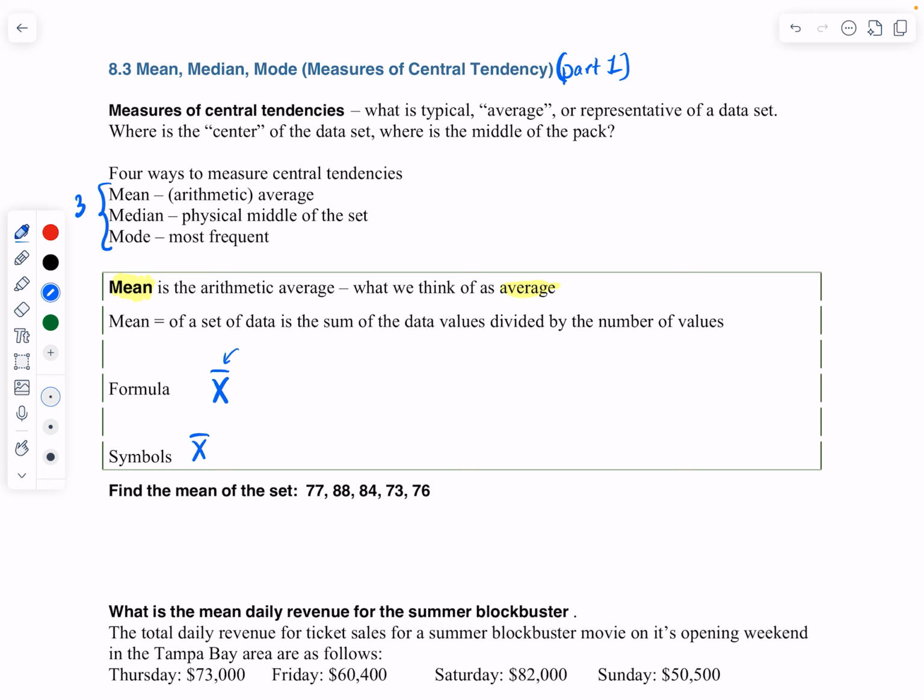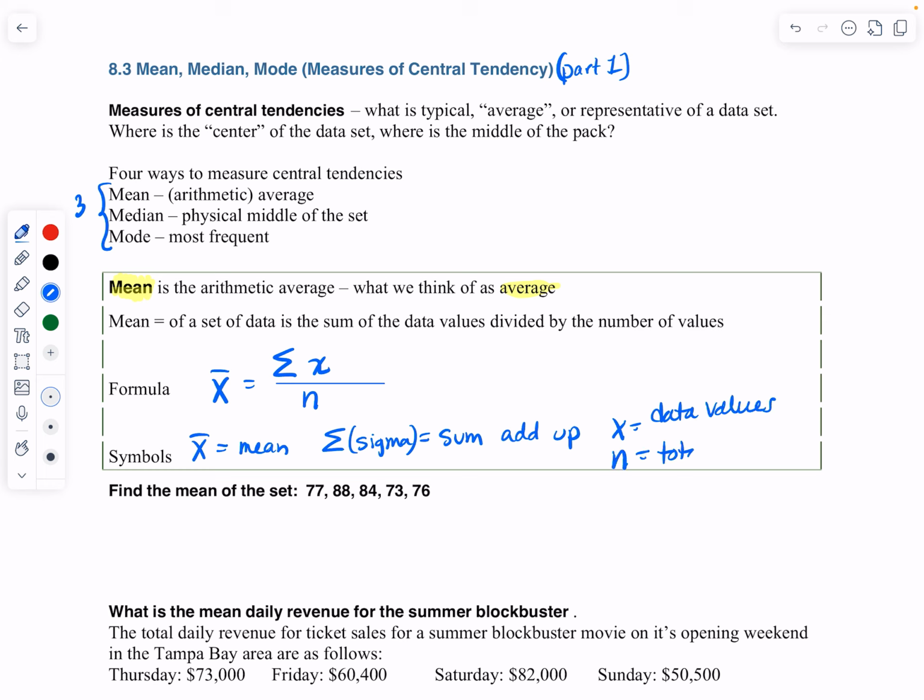So let's write that down. X bar equals the mean. X bar equals the summation of all my x values all over n. So this symbol here means sigma. That's what it's called. It means to sum or add up. X in this case are all my data values. And n equals the total number of data values.